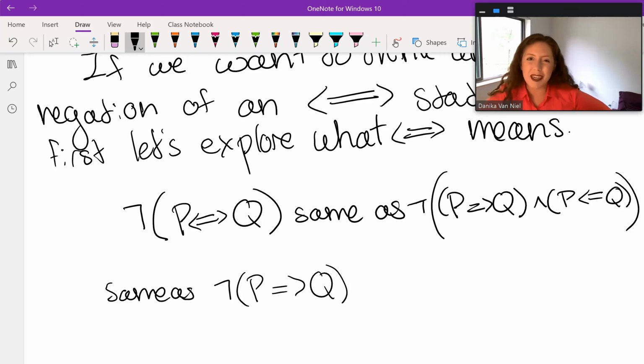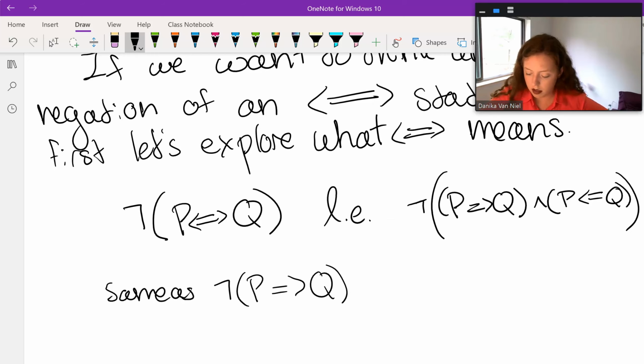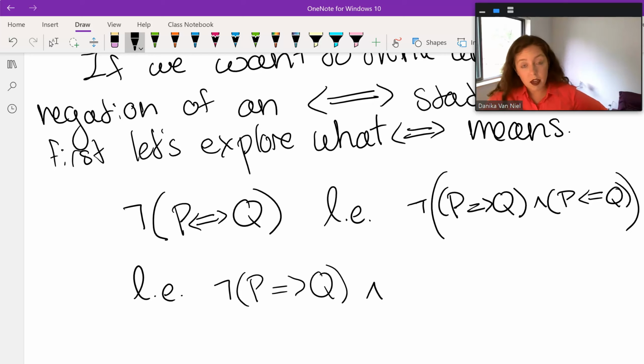And what I mean by same as is logically equivalent. I just don't want to have to keep writing that. Maybe I'll write LE for shorthand. Okay. I just made a mistake. Hope you saw that. So it's not and, we're going to flip it to or, okay? Anytime we negate an or or an and statement, we flip it and we negate both sides. Okay?